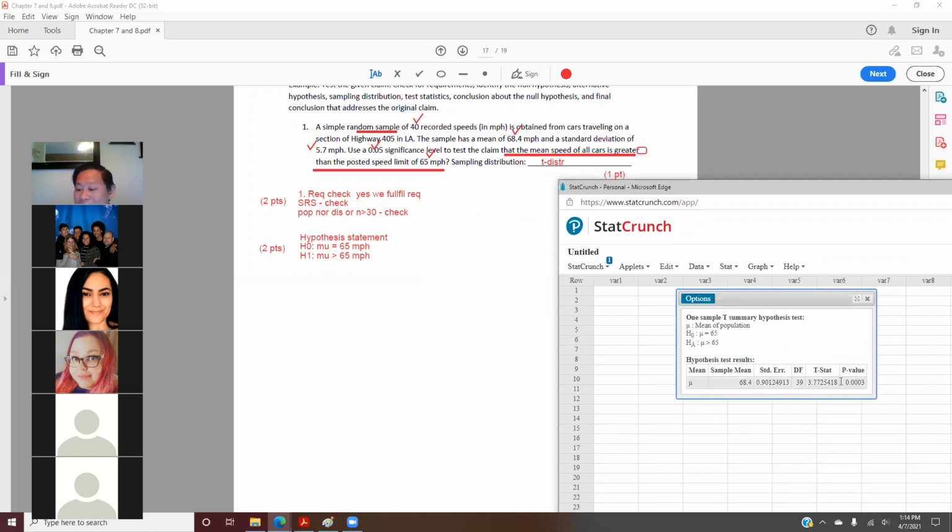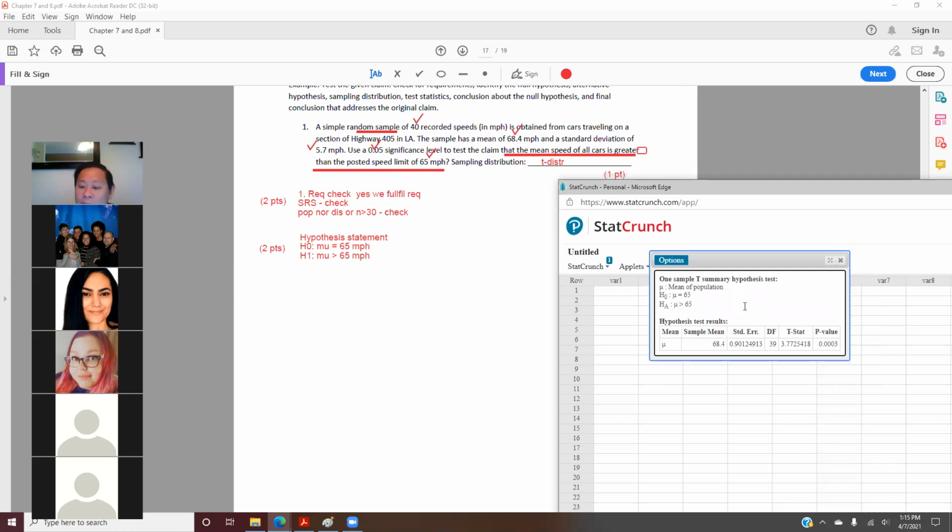Before you look at these numbers, double check that they match your hypothesis statements. If this doesn't match your hypothesis statement, the result is wrong. So when you do my midterm and finals, spend 10 seconds to compare this with your hypothesis statements. If they don't match, something is wrong.